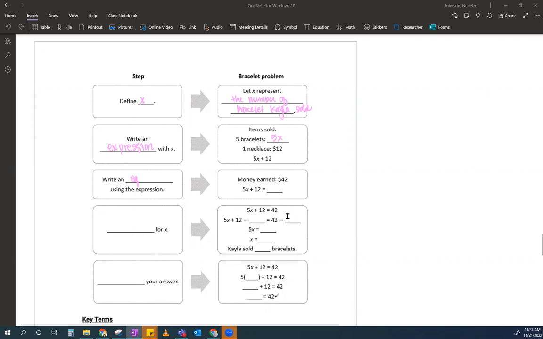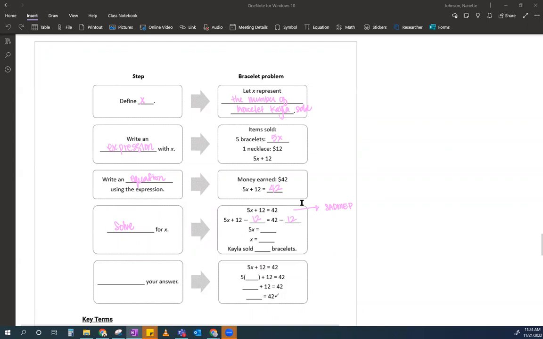And so here again, you're either going to use SADMAP or ask yourself, what's happening to x? So SADMAP says, hey, what is happening first? Do you see any subtraction or addition on the x side? And you're like, yes. So how do we get rid of plus 12? How do you undo plus 12? Well, that's minus 12 to both sides, right? And now you have plus 12 minus 12, that's 0. 42 minus 12, well, that's 30.